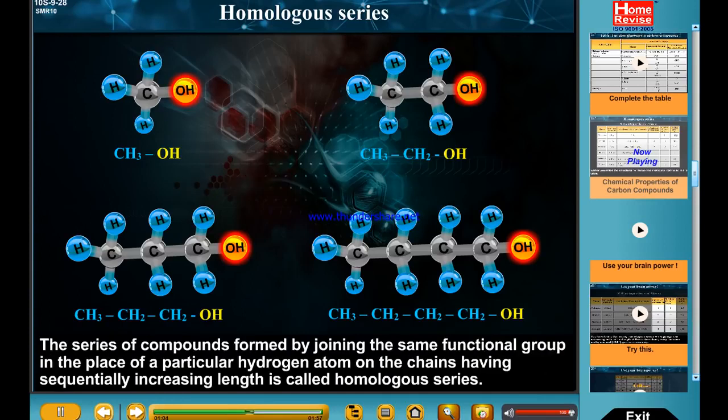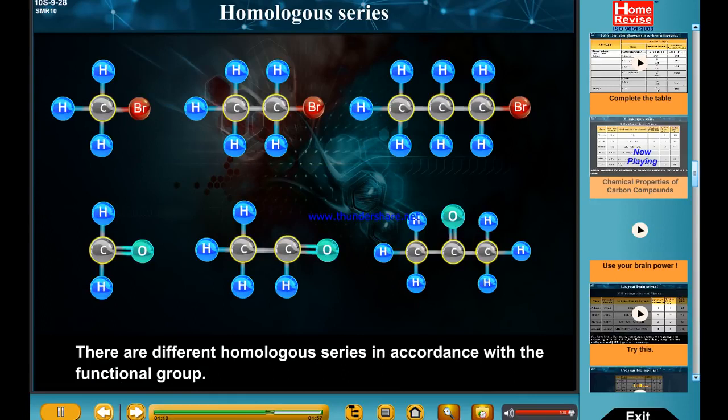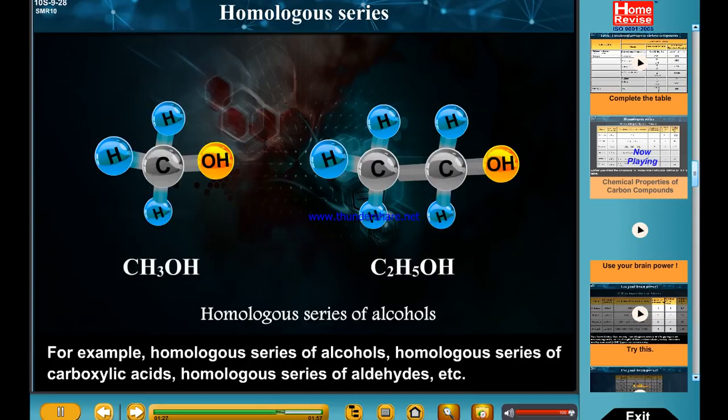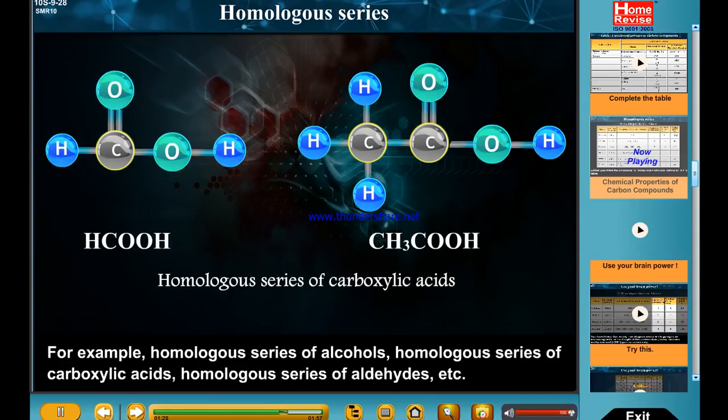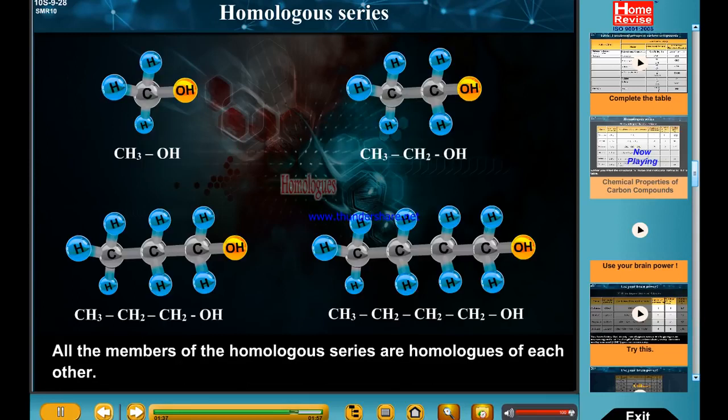The series of compounds formed by joining the same functional group in the place of a particular hydrogen atom on the chains having sequentially increasing length is called homologous series. There are different homologous series in accordance with the functional group. For example, homologous series of alcohols, homologous series of carboxylic acids, homologous series of aldehydes, etc. All the members of the homologous series are homologues of each other.